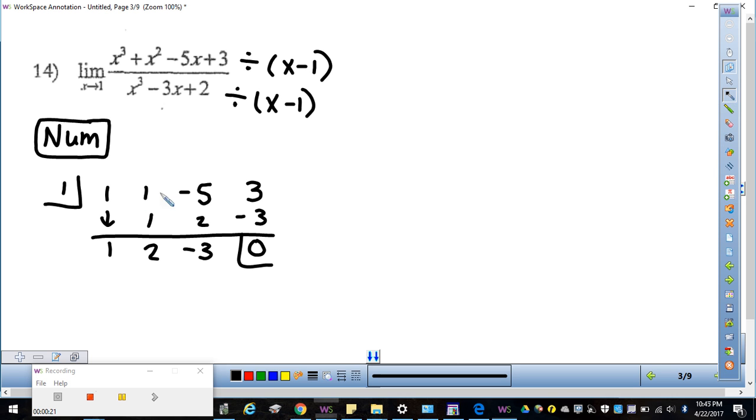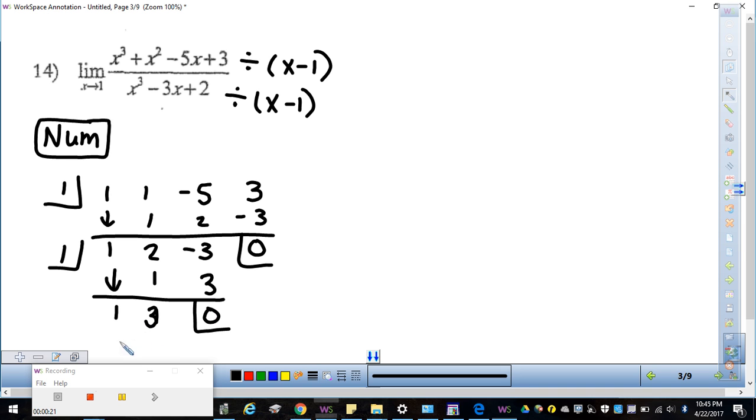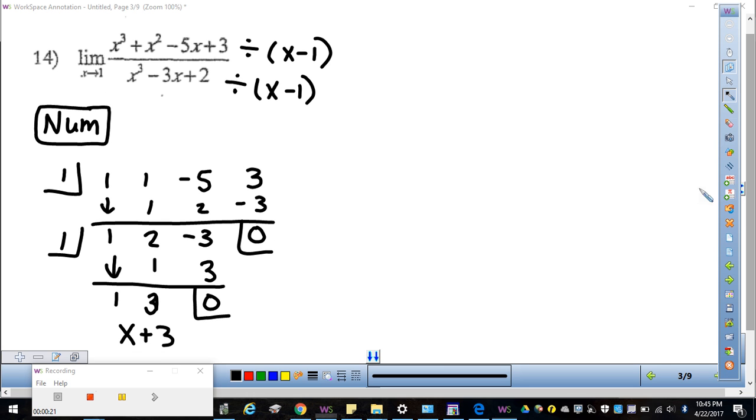Because we tested it again, 1 makes that 0 again, we can divide that by x minus 1 again. Sorry, 2 plus 1 is 3. Okay, we get a remainder of 0, and now we have x plus 3. So finally, this is going to be good for the numerator. 1 plus 3 will give us 4. Okay, so it's not 0. So let's go ahead and write that as our numerator.